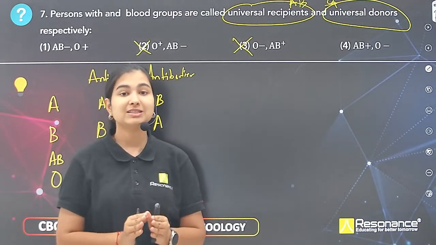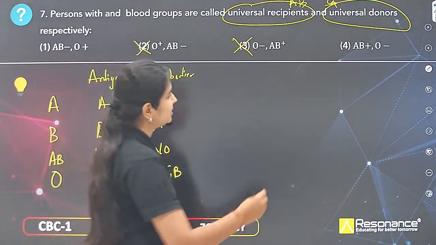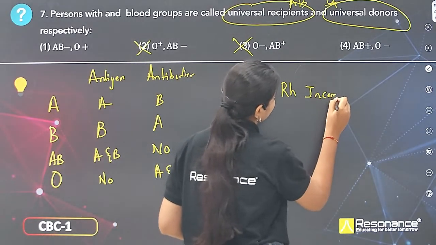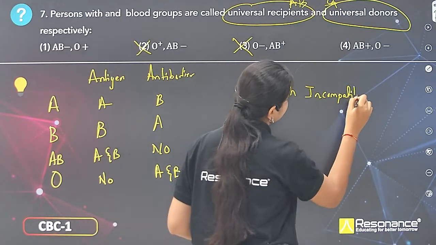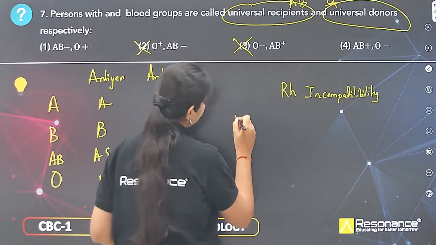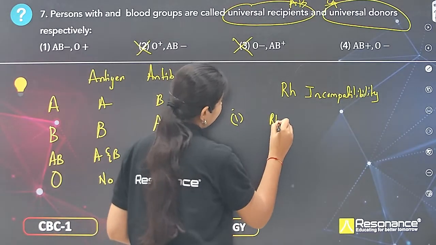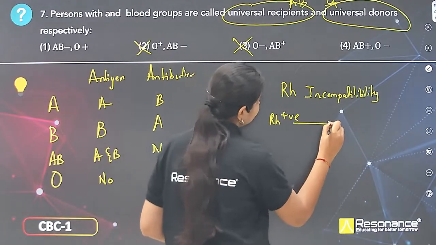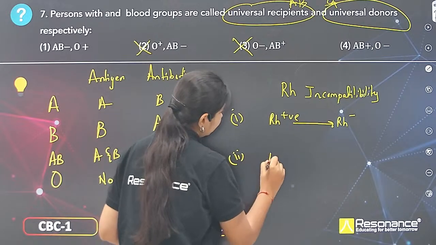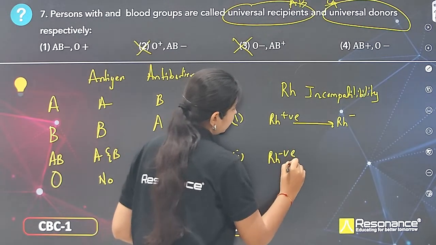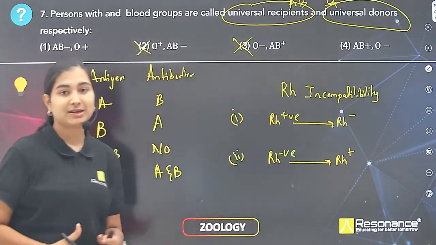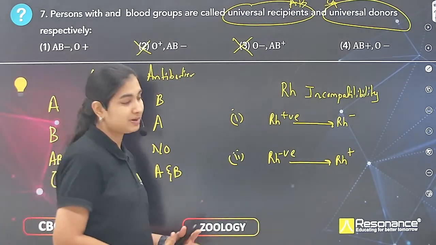So what did we study in the RH incompatibility? We studied two cases. What was the first case? Can RH positive donate blood to RH negative? Second case, can RH negative donate blood to RH positive? Now what is RH actually? These are the antigens which are present on the cell surface.